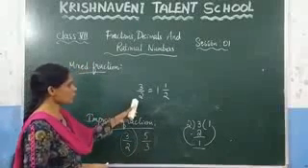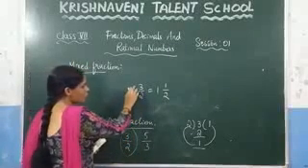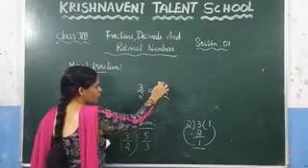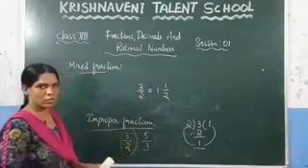Or otherwise from here also you can do it here. 2 ones are 2. How much will remain? 1 will remain, by 2. Like that also you can do it.